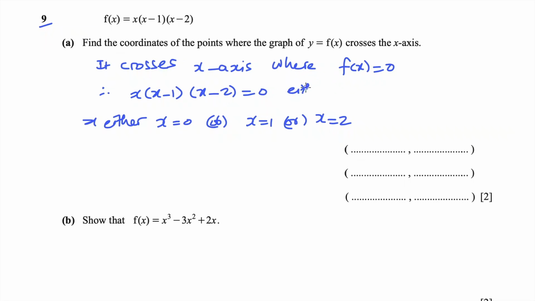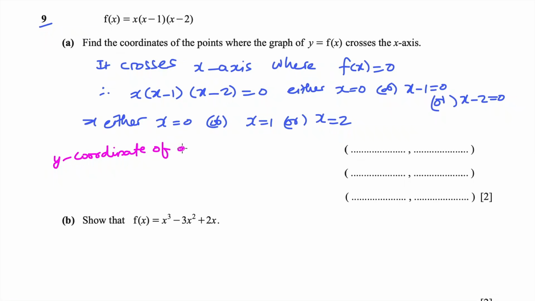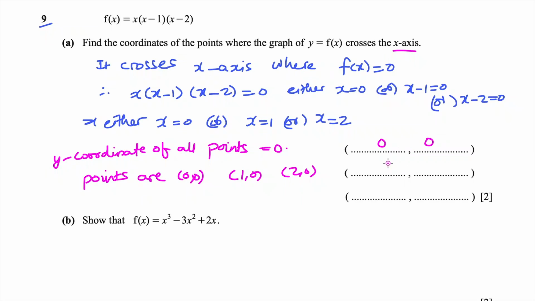Or you can write either x is equal to 0 or x minus 1 is equal to 0 or x minus 2 is equal to 0. And in the next step, you can write x is equal to 0, x is equal to 1 and x is equal to 2. So for all the points, the y coordinate of all points is 0 because it is crossing the x-axis, and so the points are 0 0, 1 0 and 2 0. Those are the points where it is crossing the x-axis.